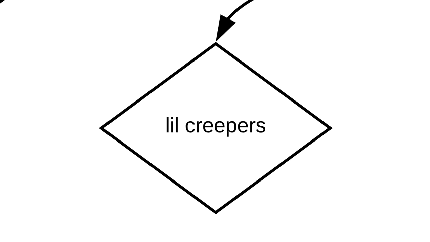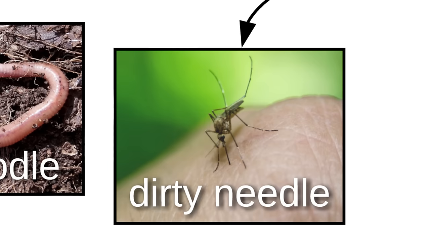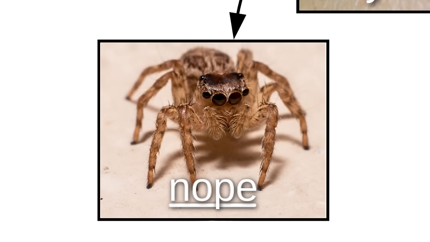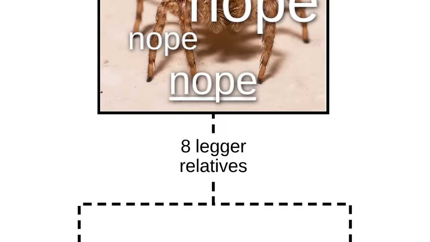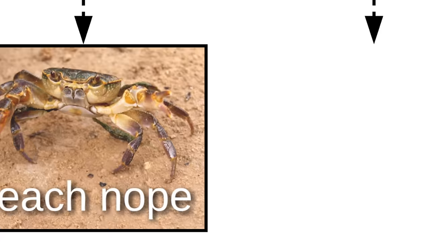Some animals are little creepers, like the dirt noodle, or the dirty needle, or the nope. Just nope, nope, nope. The nope has some eight-legged relatives, like the beach nope and the rubber nope.